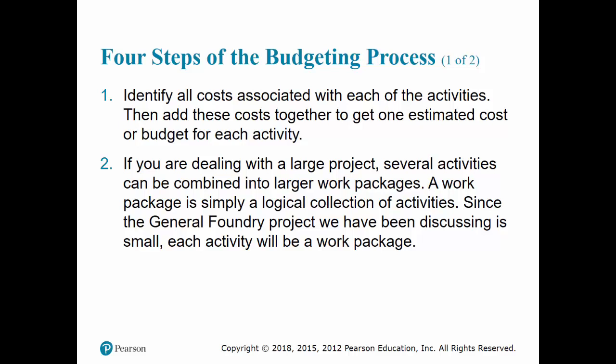First, we need to identify, for each activity, all the costs associated with that activity in terms of labor hours, equipment, materials, and everything. Direct costs associated with each of those activities. Then add up all those costs, and what you get is the cost for that one given activity. That activity may take 3 weeks, 4 weeks, 5 weeks, whatever the duration may be. You have one cost associated with that activity.